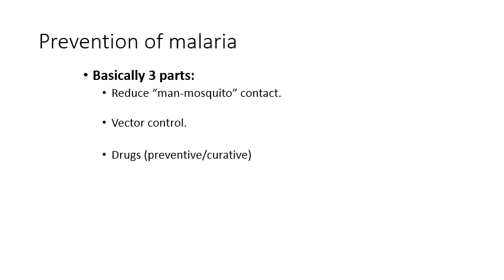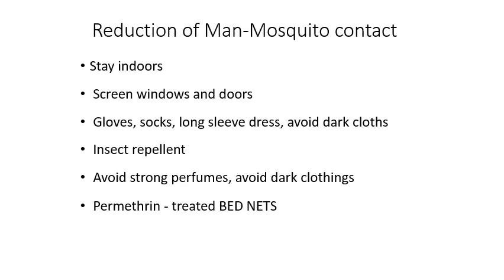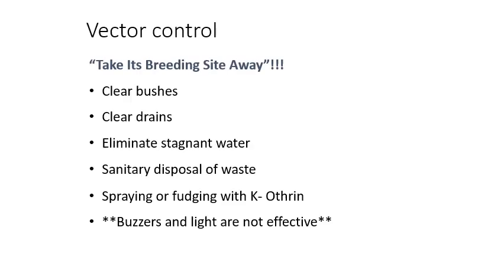So basically prevention has three parts: reduce man-mosquito contact, control the vector, and then use drugs. So stay indoors, clean windows and doors, wear gloves, socks, non-stick dresses, use insect repellents, permethrin-treated nets. This permethrin paralyzes the mosquitoes so they can't move. Vector control takes the breeding sites away, so clear bushes, remove stagnant water. Very, very important. One of the ways malaria was cleared in the early Roman Empire was by getting rid of stagnant waters. Okay, then you use local insecticides, clear drains.